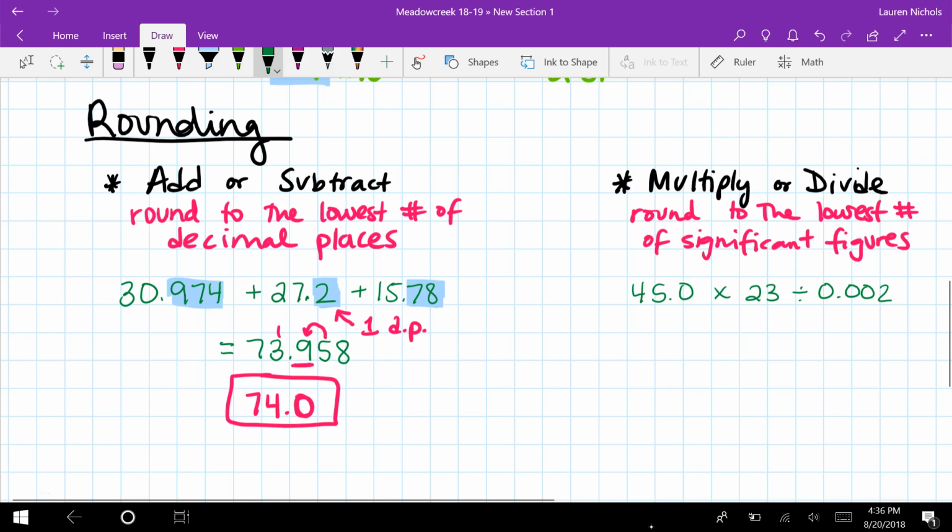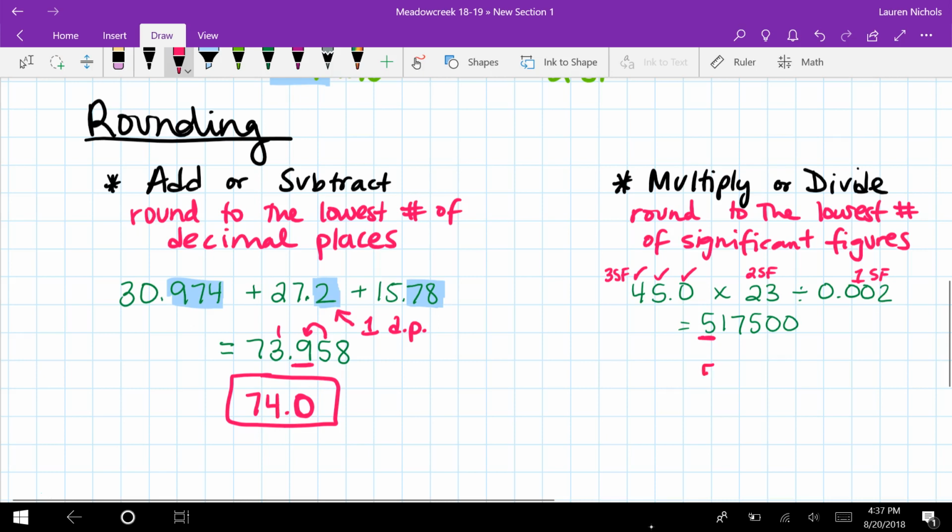So 45.0 times 23 divided by 0.002 would give you the answer 517,500. When we look at our numbers, these two are significant, and so is this one because it's a trailing zero and there's a decimal, so I have 3 sig figs there. I have 2 significant figures here, and I only have 1 significant figure there. We want the lowest number of sig figs, so that would be 1 significant figure. So I need to round this to only have 1 significant figure.